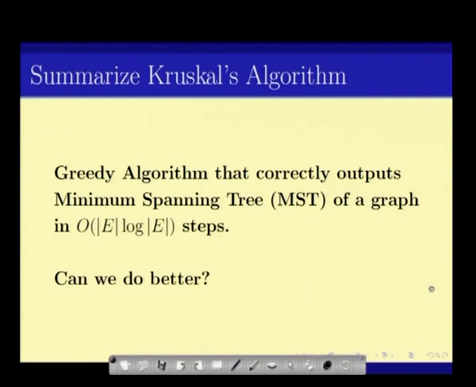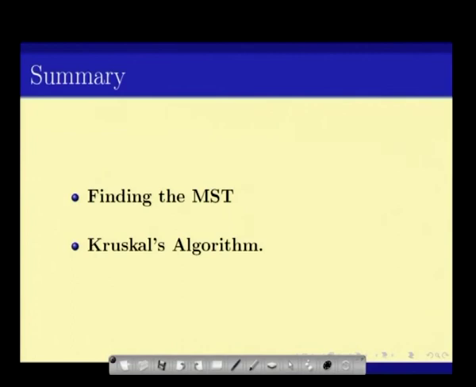The question is, can we do better? We will come to that in the next lecture. So, that brings us to the end of this lecture. We have seen minimum spanning trees and how to find one using the greedy Kruskal's algorithm.